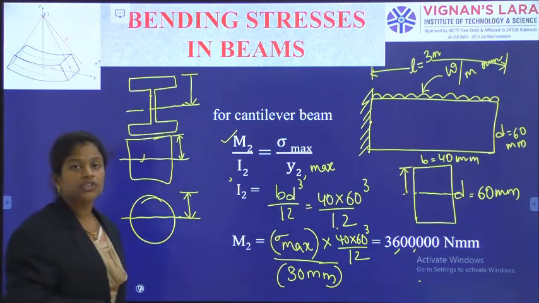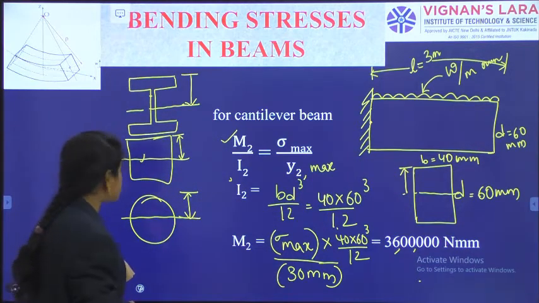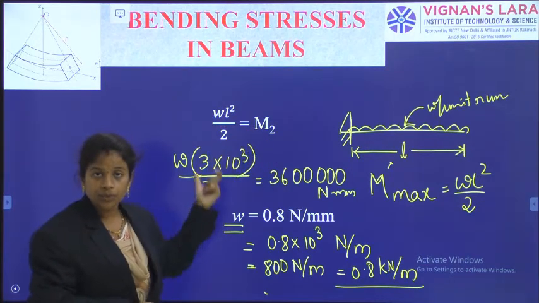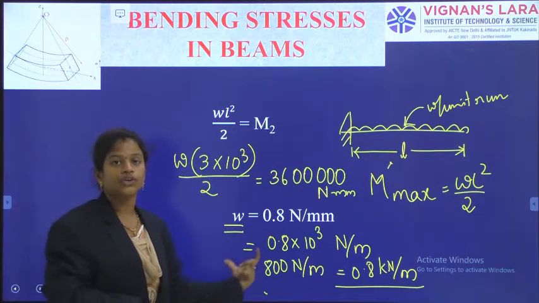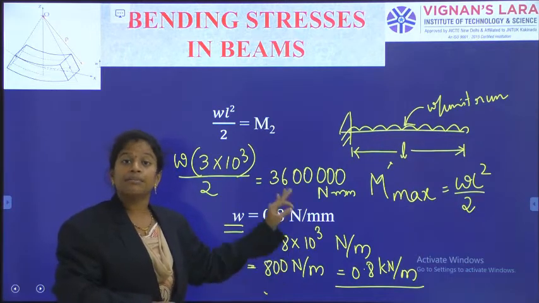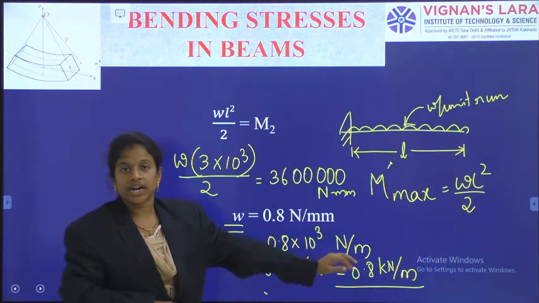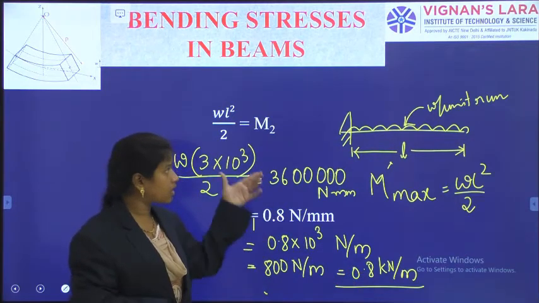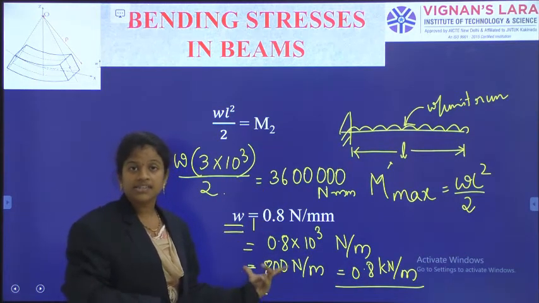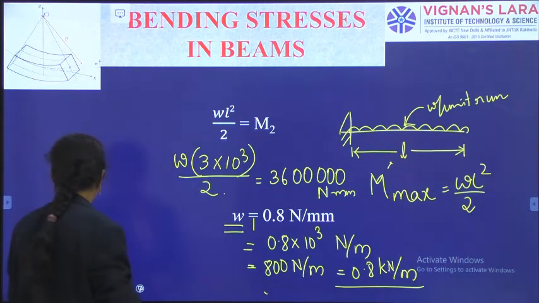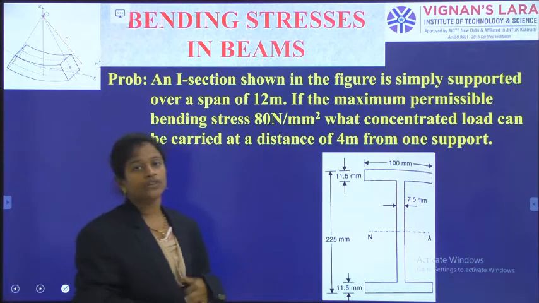A cantilever beam with UDL over the entire length, the maximum bending moment's formula is WL square by 2. That's why, using WL square by 2, we have got the intensity of the UDL that can be applied on the cantilever beam to reach the failure condition. So in this way, we have got the W, or the intensity or the rate of loading, onto the beam structure. Now we are going for the next problem.